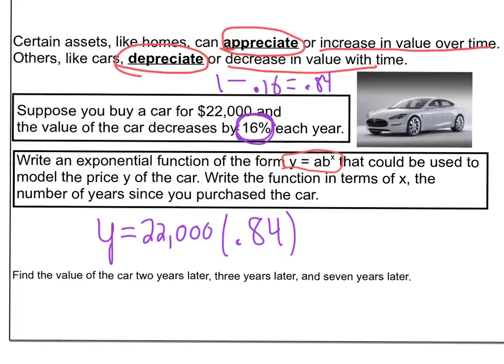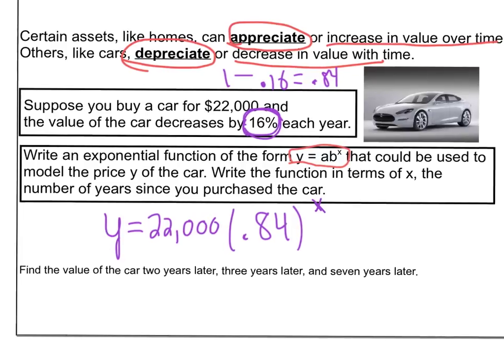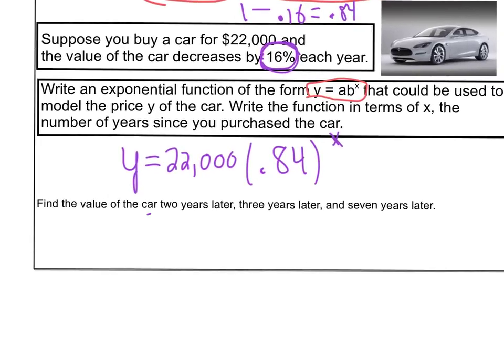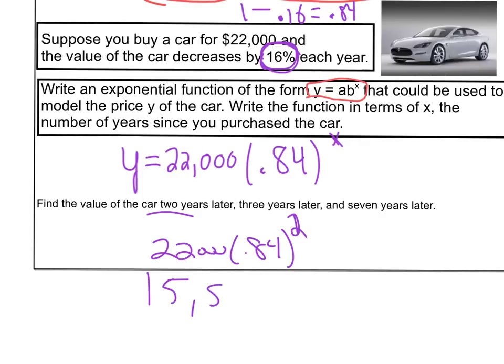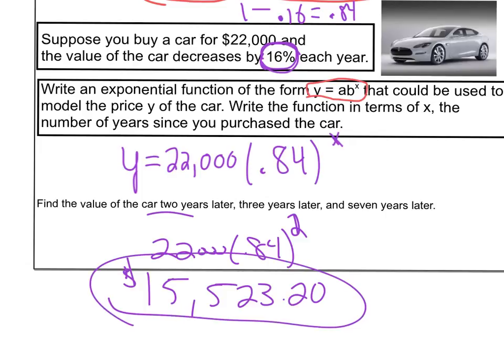That means this is going to be raised to the function of time. So if I'm looking for the car 2 years later, I'm going to take 22,000 times 0.84 raised to the second power. So now it just becomes a matter of order of operations. 0.84 squared times 22,000. So after 2 years, that same car that you paid $22,000 for is only worth $15,523.20.